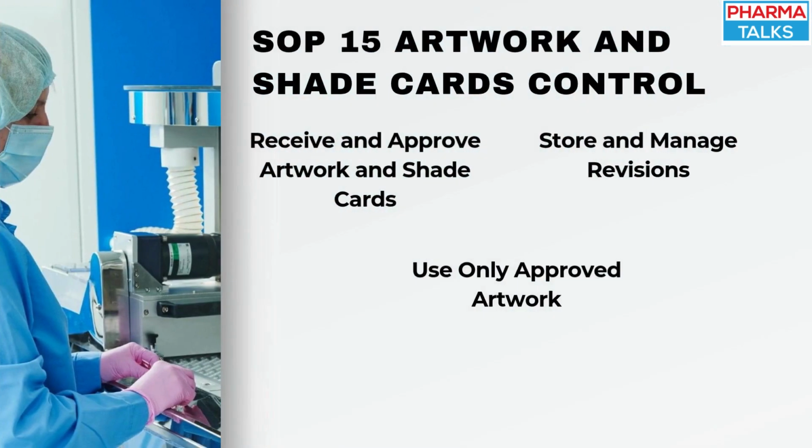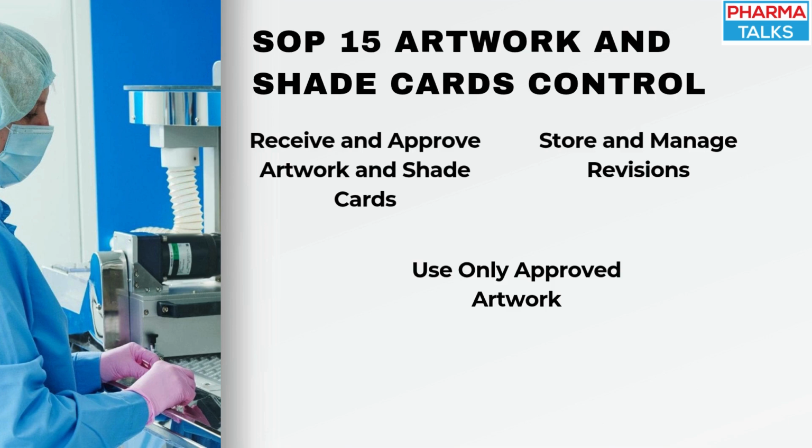SOP number 15 covers the handling and control of artwork and shade cards used for packaging and product labeling. Accurate control of these materials is crucial for ensuring product identification, branding, and compliance with labeling regulations. The SOP defines the process for receiving, approving, and storing artwork and shade cards, as well as the procedures for verifying their accuracy with approved specifications.